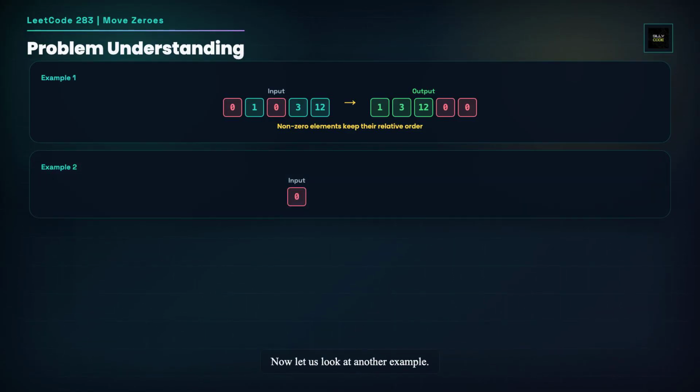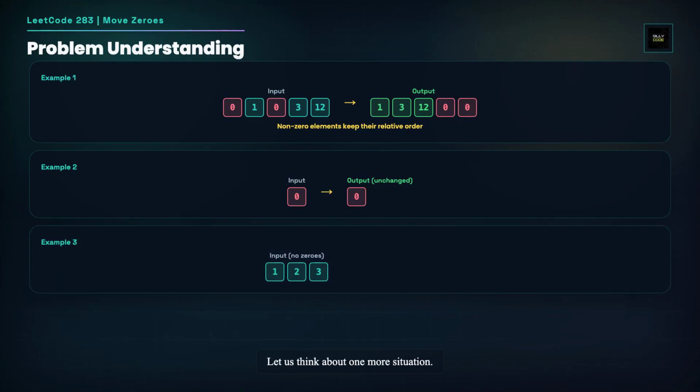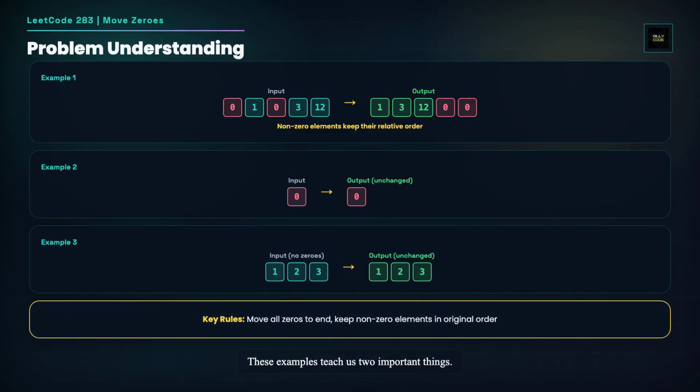Now let's look at another example. The array is 0, there's only one element. It's already a 0, so nothing changes. The output is still 0. Let's think about one more situation. Suppose the array is 1, 2, 3. There are no zeros at all. What should happen? Nothing. The array should remain exactly the same. These examples teach us two important things. First, we only move zeros. Second, every non-zero value must stay in the same relative order.